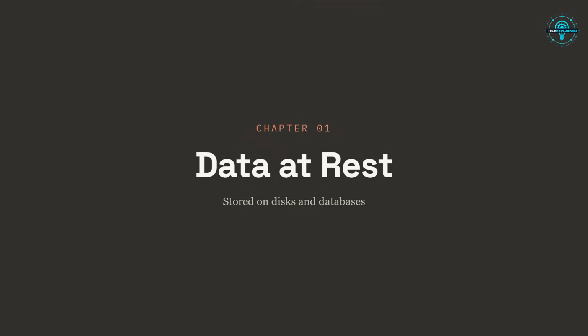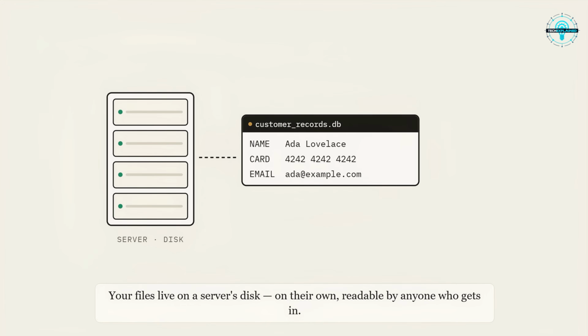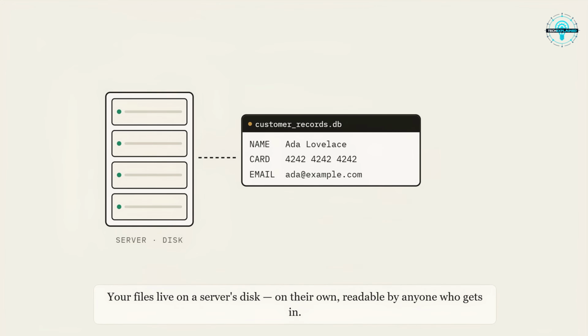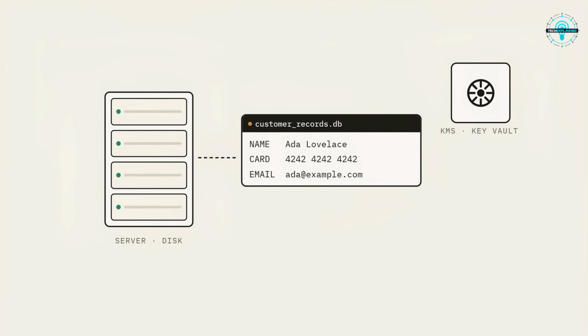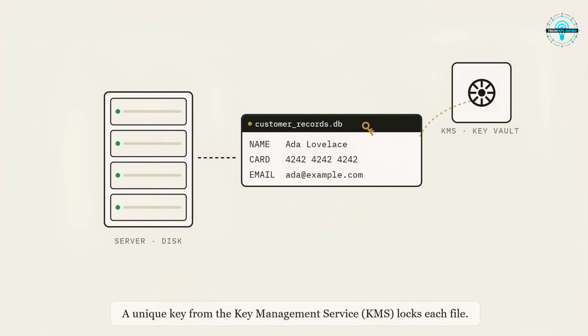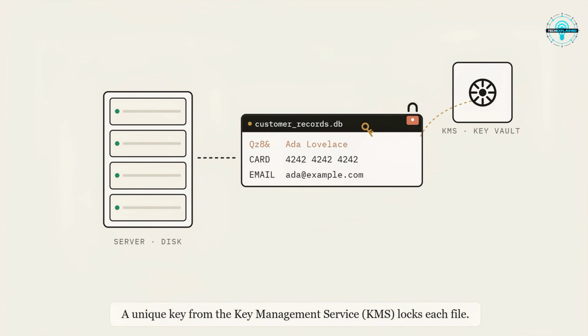This is your data sitting in storage, like customer records in a database, files on a server, or backups in the cloud. It may look safe just sitting there, but if it isn't encrypted, anyone who gets access to that storage may be able to read it. That's where encryption steps in.